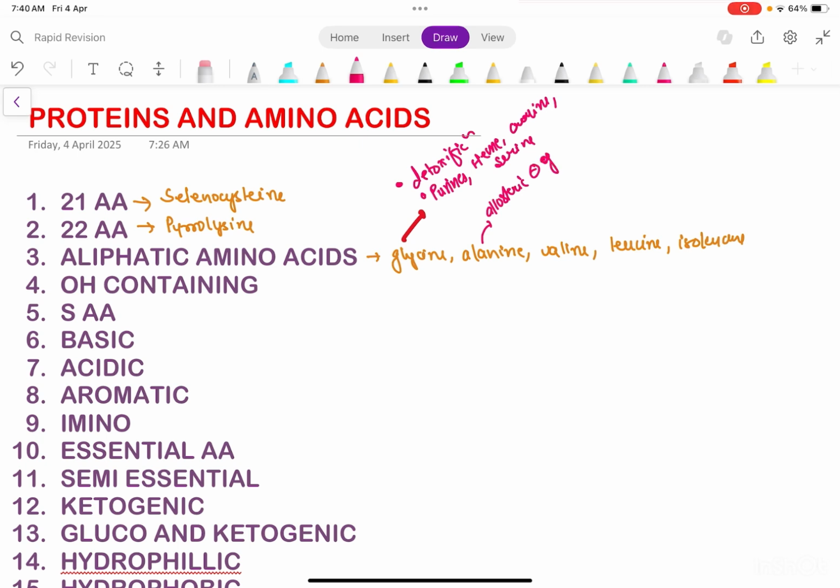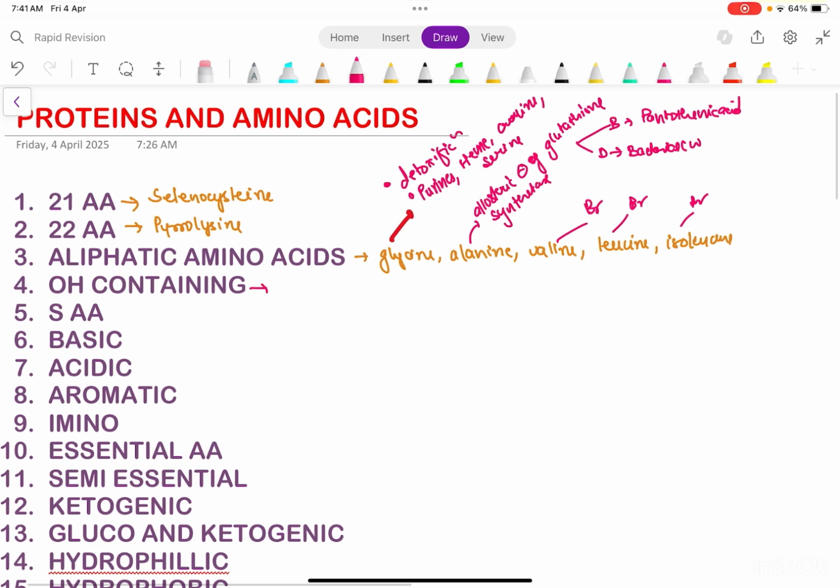Then coming on to alanine, alanine is involved in the glucose alanine cycle, and it is an allosteric inhibitor of glutathione synthetase. It has two forms, one is L and D. D-alanine is found in the bacterial cell wall, and B-alanine is found in pantothenic acid. Then coming on to valine, valine is branched chain, this is also branched chain, and this is also branched chain.